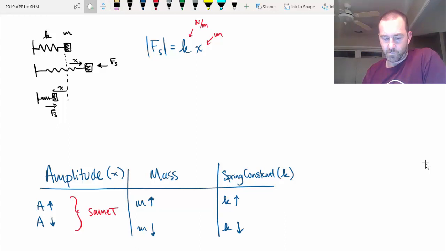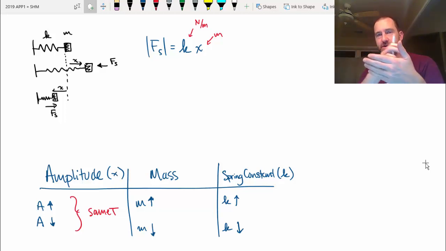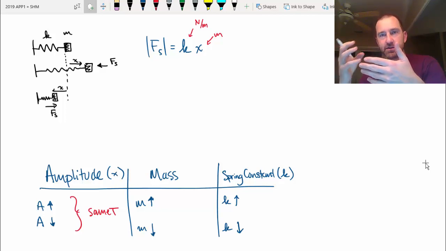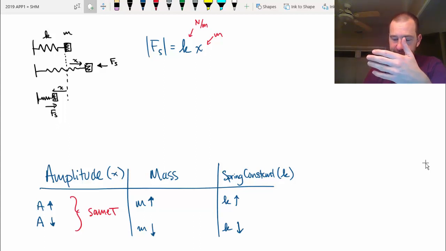So the second thing on our list there is mass. So the mass attached to it. Now here we can process and logic through. If I attach a big mass onto the same spring, so I stretch the spring over, I let it go, it starts bouncing back and forth. If I put a bigger mass on there, do I think that the period will increase, decrease, or stay the same? More mass means more inertia.